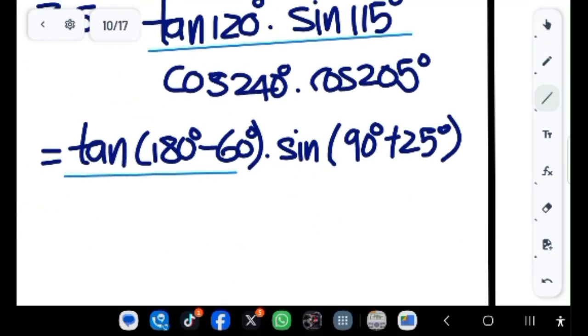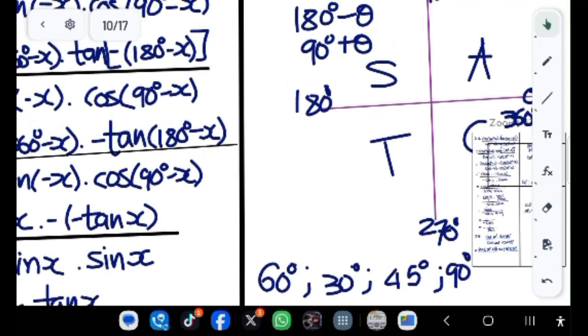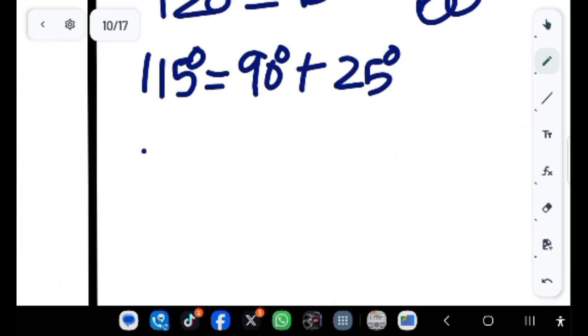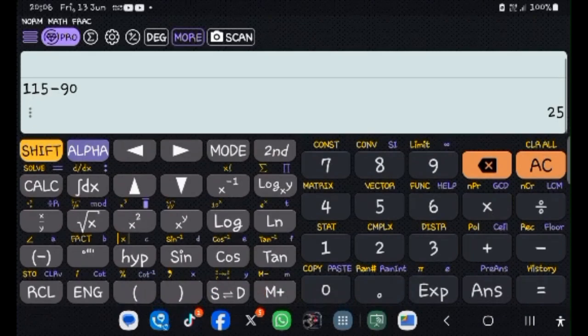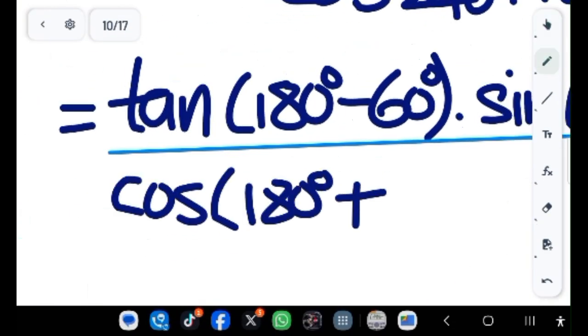All over, we have cos of 240. 240 is bigger than 180, but smaller than 270. So it lands us in the third quadrant. In the third quadrant, we express our angles as 180 plus the acute angle theta. So 240 will be 180 plus the acute angle, which is 240 minus 180, and that gives us 60 degrees. So that is cos of 180 plus 60 degrees.